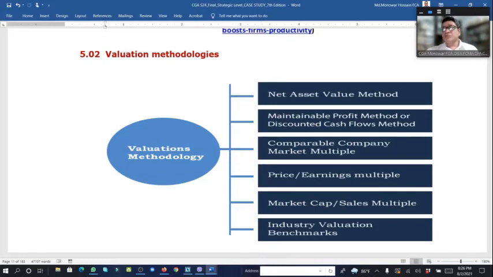So different types of cases may happen. So here are some logical things. Valuation methodology: we have to understand all valuation methodologies. Here we can evaluate in different ways. That means some are net asset valuation method, maintainable profit method, discounted cash flow method, comparable company market multiplier, price earning multiplier, markup or sales multiplier, and industry valuation benchmark. That type of tools or methods we will use in our valuation.